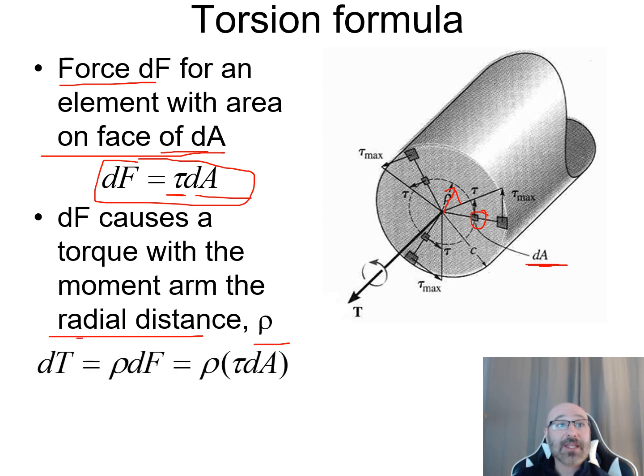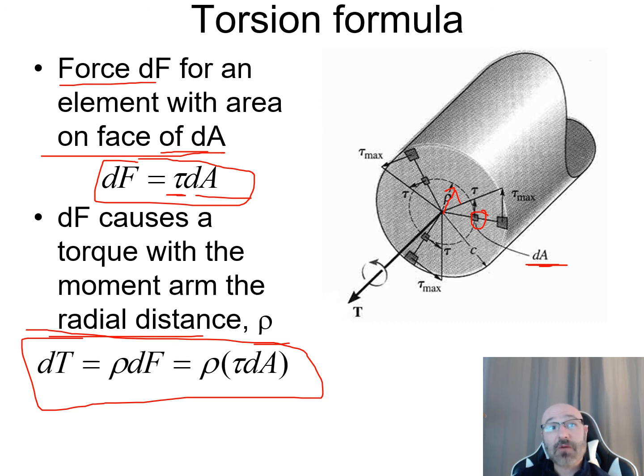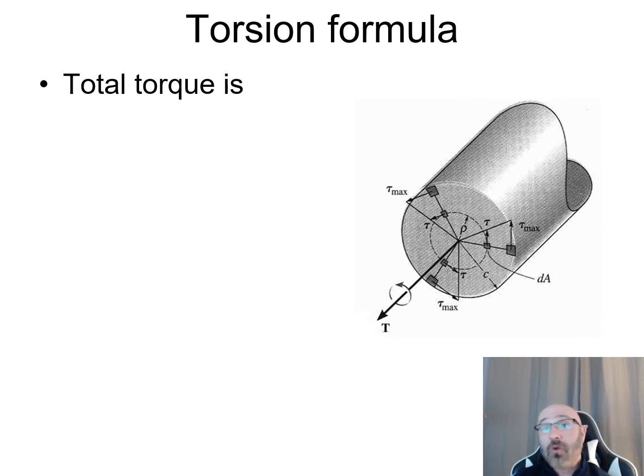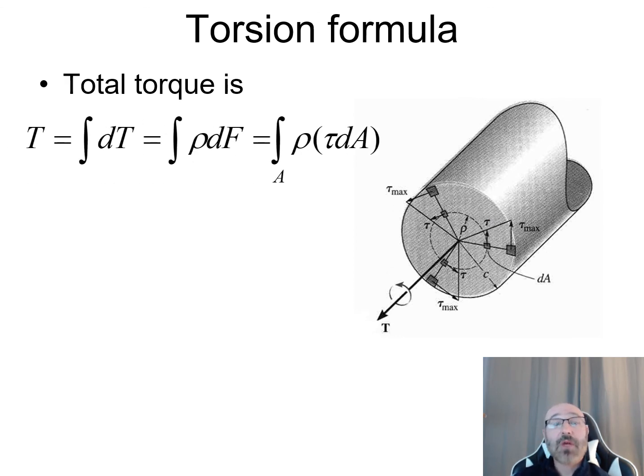So now we can say that dT is equal to our rho dF, which is then equal to, when we plug in the relationship for dF up there, rho times our shear stress times dA. So the total torque that we're looking at now, we can find by doing an integral, summing all of those individual elements, right? So torque is equal to the integral of dT of all the individual torques.